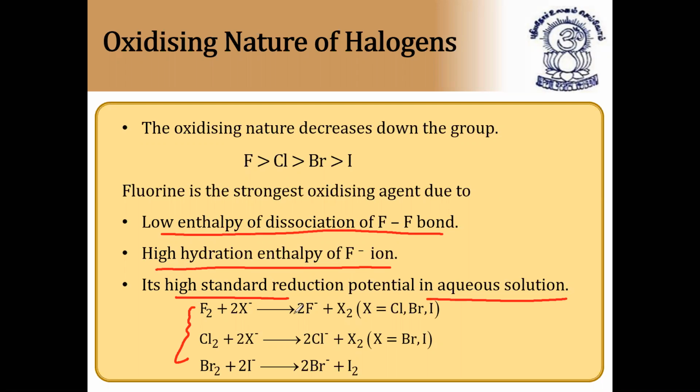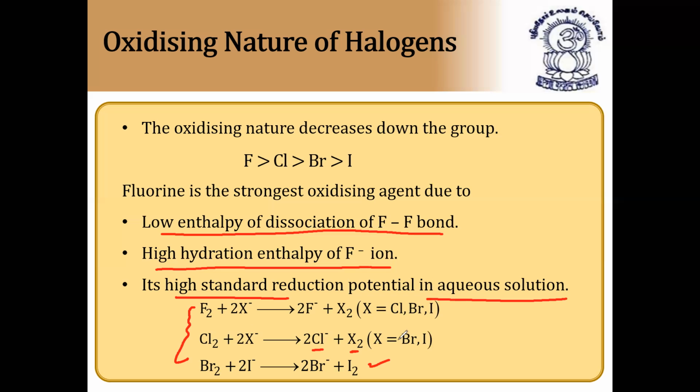It can oxidize chlorine, bromine, iodine. Chlorine can oxidize bromine and iodine, and bromine can oxidize only iodine, and iodine cannot oxidize anything. So in these reactions, fluorine can oxidize chloride: fluorine on reaction with 2 moles of chloride forms 2F minus and a Cl2 molecule. Chlorine on reaction with 2 moles of bromide and iodide forms 2Cl minus and bromine is displaced. So fluorine can displace chlorine, bromine, and iodine.